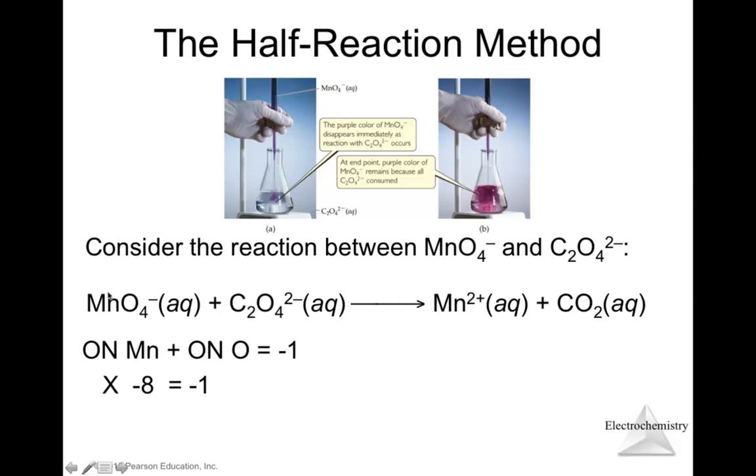So for manganese, we don't know the oxidation number. For oxygen, we know that it is -2 for each oxygen, and we have 4. So 4 times -2 is -8. So x minus 8 is going to be equal to -1. This is the total charge of the polyatomic ion. So now we can solve for x, and x is going to be equal to -1 plus 8. So x is going to be +7. That means that the oxidation number of manganese in permanganate is +7.